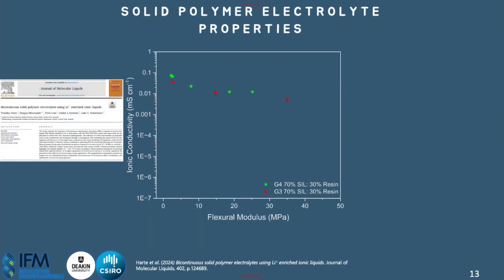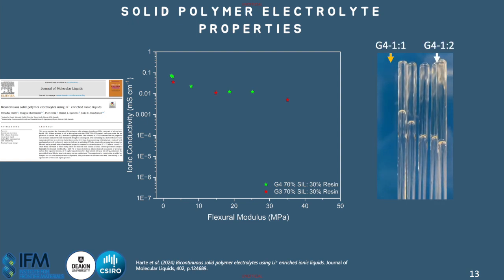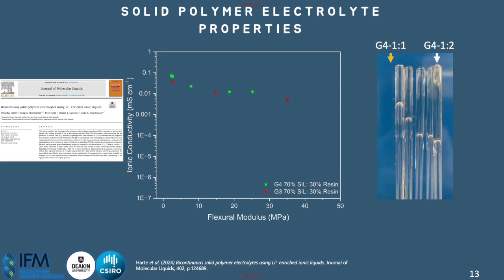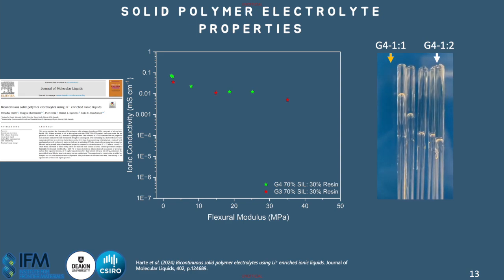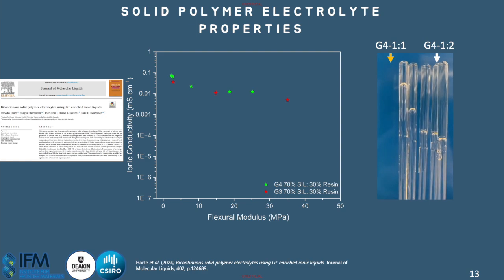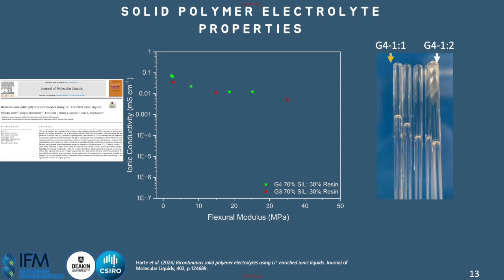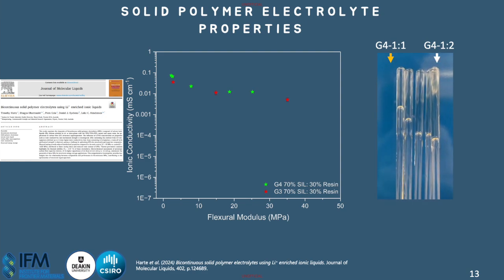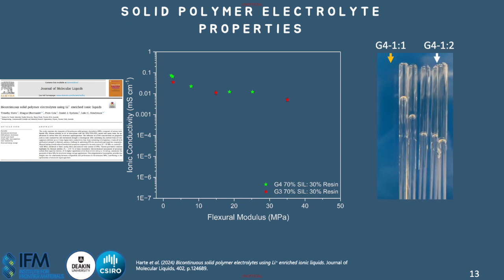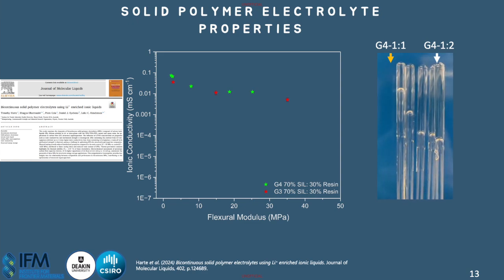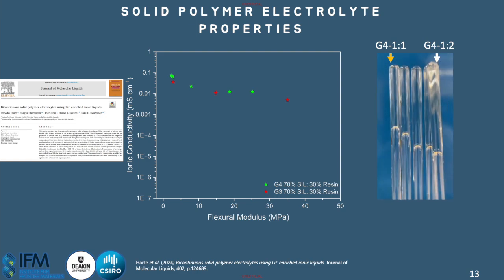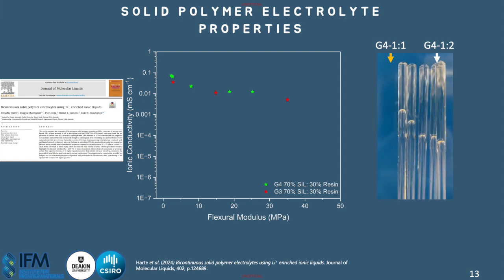In the early work of my PhD, I evaluated the solvate ionic liquids within polymer matrices with increasing lithium salt content. You can see over here that the 1-to-1 ratio is far less viscous than the 1-to-2 ratio over here, and basically double the amount of lithium and the TFSI anion results in a much more viscous solution.